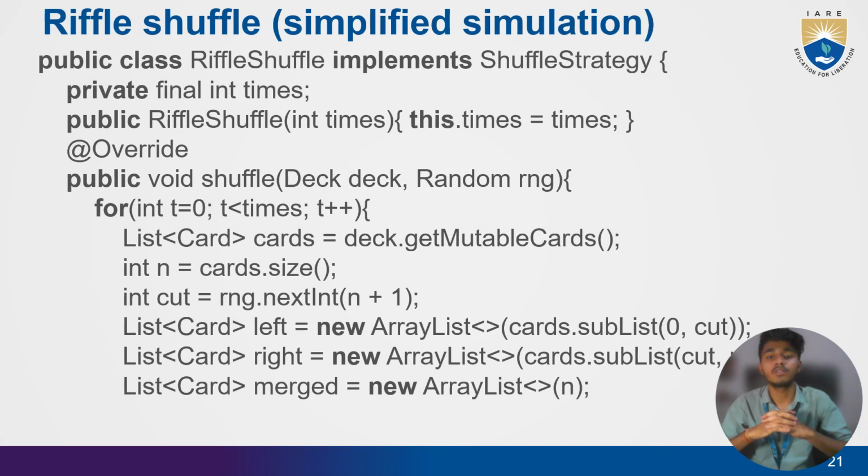Riffle shuffle, simplified simulation. A riffle shuffle cuts the deck into two packets, left and right, and interleaves cards from each packet. This implementation repeats this process several times. The intended probability model: the merging step chooses from the left with probability proportional to its remaining size, left.size over left.size plus right.size, which approximates a physically plausible interweaving where the larger remaining packet contributes more.